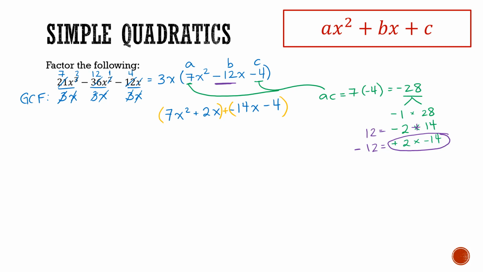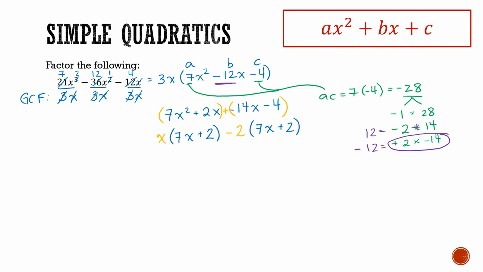So now looking at my first pair, I've got a common factor of x. So I can rewrite it as x times, now 7x squared divided by x leaves me 7x, and 2x divided by x leaves me with 2. For my second pair, I've got a common factor of negative 2. So let's write minus 2 over here. So I'm going to rewrite this as minus 2 times negative 14x divided by negative 2 gives me 7x, and negative 4 divided by negative 2 gives me 2.